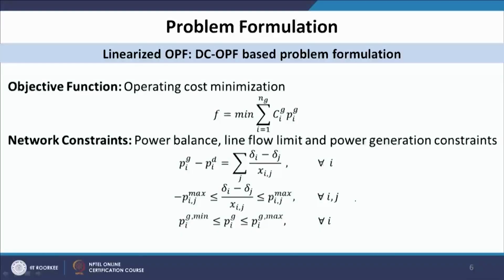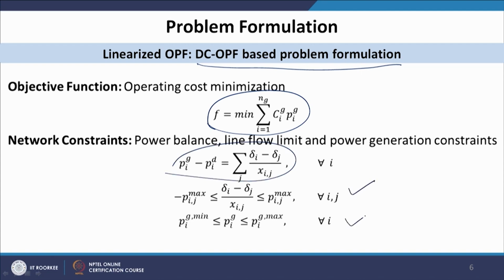Now, we have done a bit of optimization in the past, so I am just presenting it to you. This is a linearized OPF, that is, a DCOPF based problem formulation, and this is the operating cost that needs to be minimized. These are the power balance equations, a bit of constraints, and flow limits for lines as well as power generation constraints. Each and every generator must have its minimum and maximum generation limit. Each and every distribution and transmission line must have its minimum and maximum MVA limits, and for the power balance, the load must be equal to my generation.